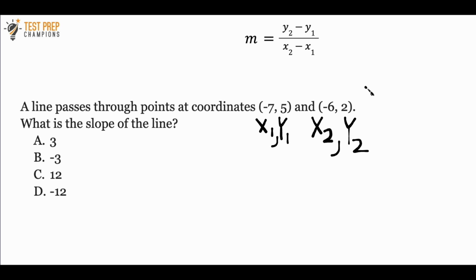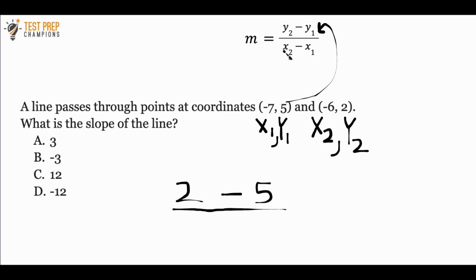So we come up here to this formula, and where I see y2, I'm going to replace that with 2. I'm going to take my 2, which is my y2, and plug that into the formula. So it's y2 minus y1. What is my y1? Well, I look right here, and I see that I labeled 5 as y1, so 5 goes into the formula for y1. So my y2 minus y1 is 2 minus 5.